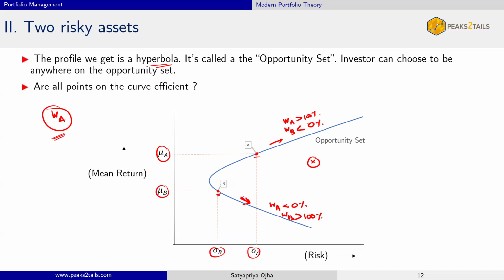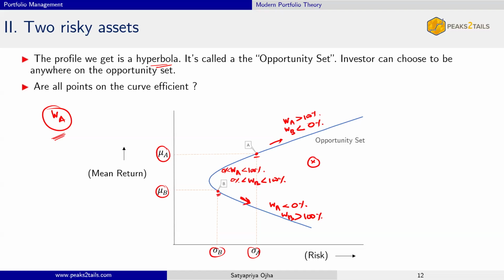And in between A and B, this part of the curve that you see, WA is always between 0 and 100%, and WB also is between 0 and 100%. Okay, so it's very interesting. We get a hyperbolic profile. You can be anywhere on this curve. All right. Now let's explore the important parts of this particular curve.